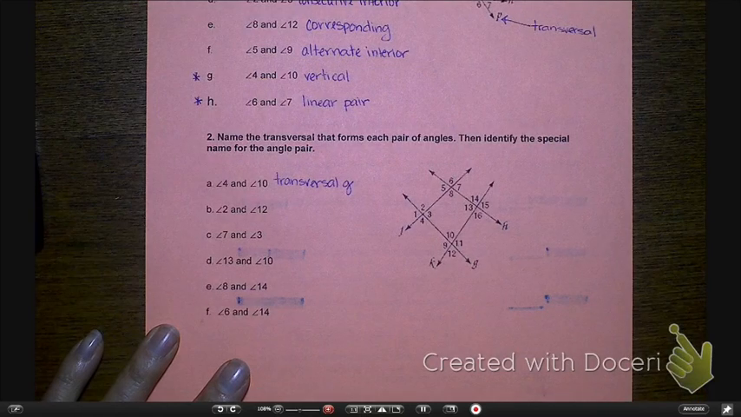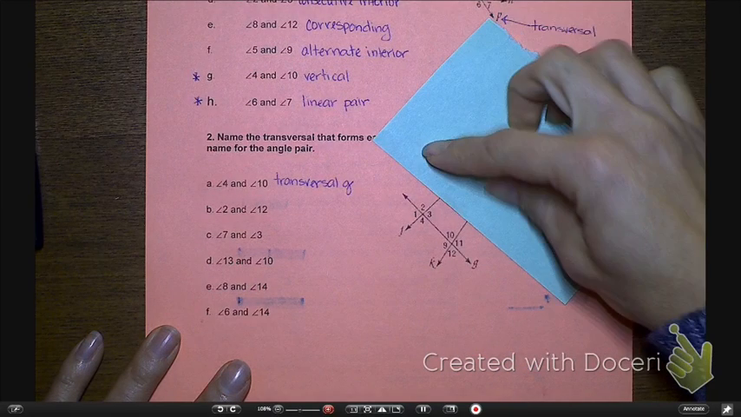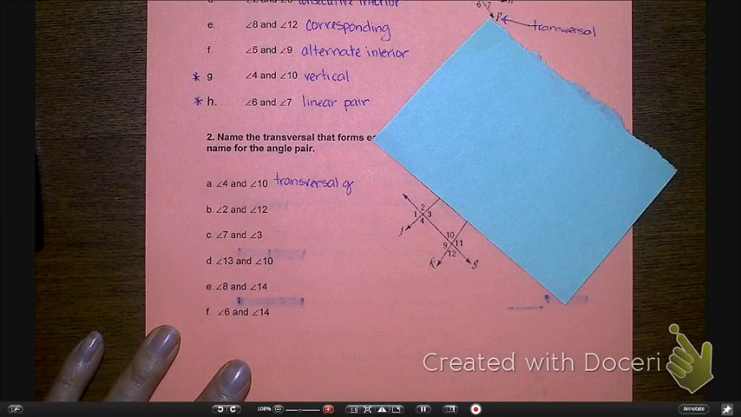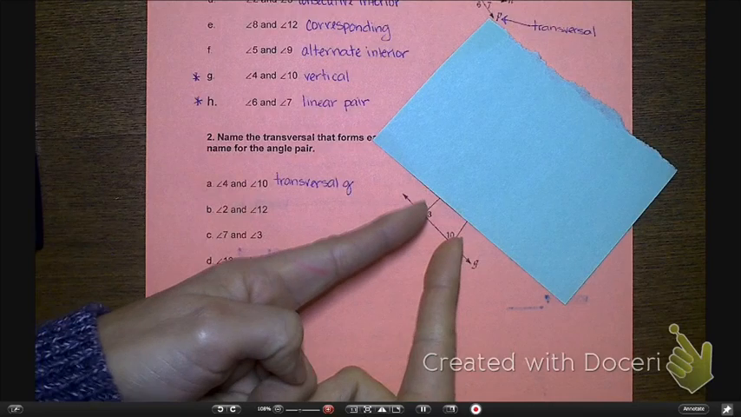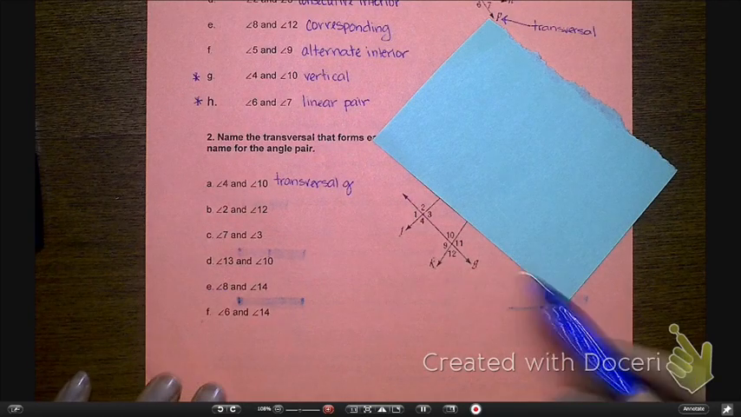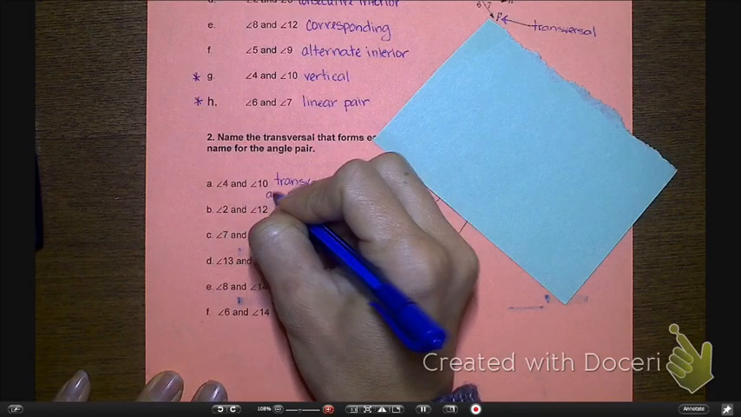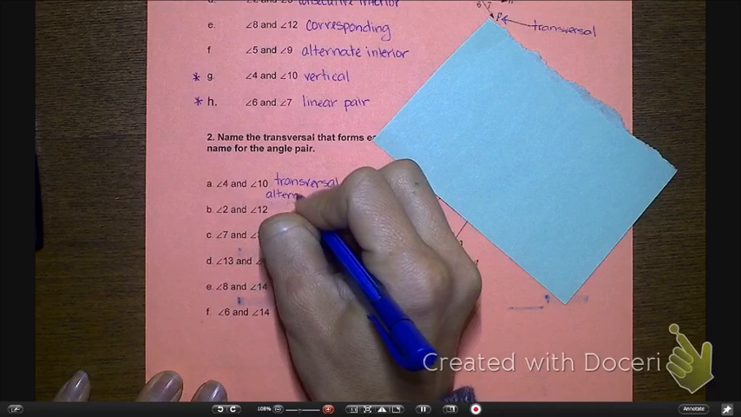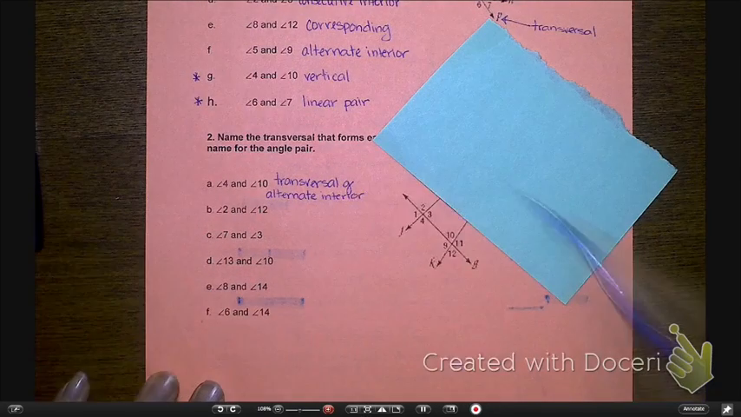Okay, now let's look at what kind of angles they are. So since they're touching transversal G, I'm going to block out this other part because that's kind of not important information over there, okay? So now I'm going to look at 4 and 10. Are they on the inside of these lines or on the outside? Inside, okay. Same side or alternate sides? Okay, so alternate what? Interior.